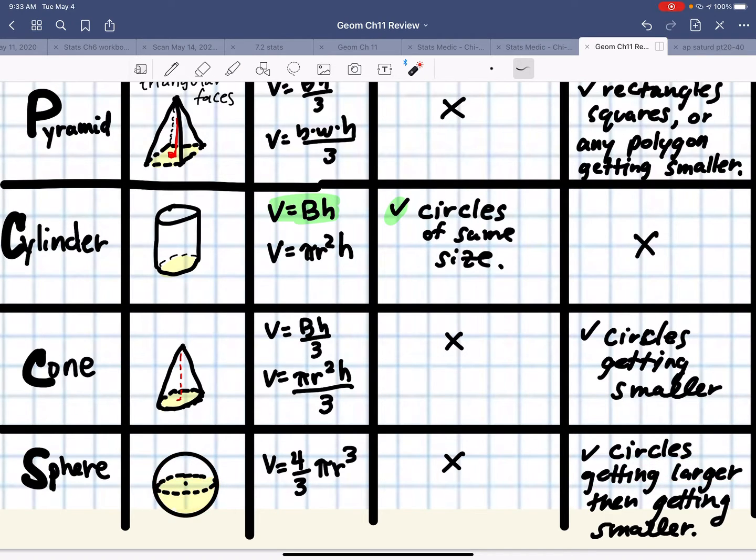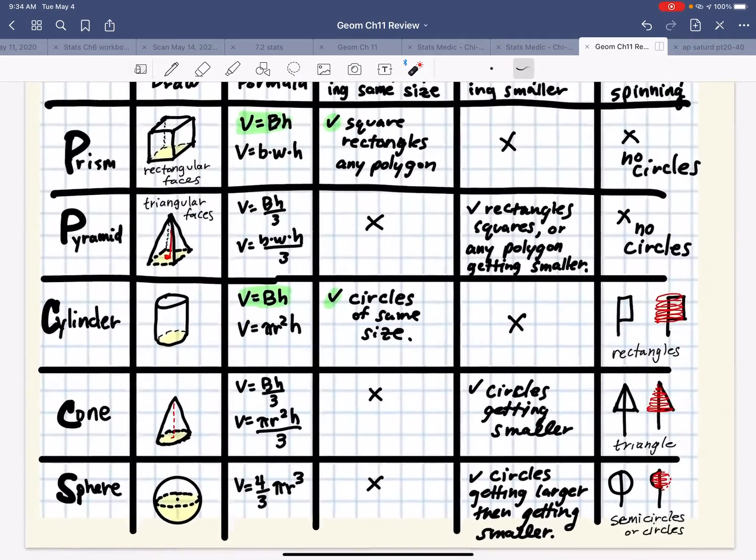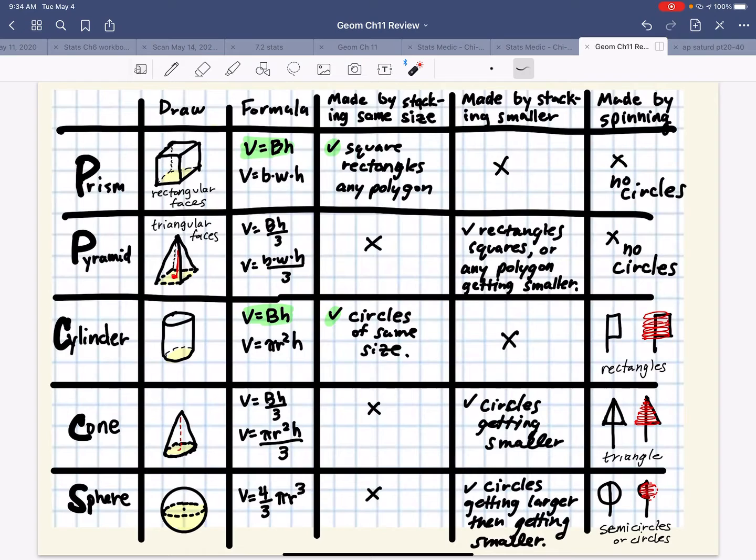So we could make a sphere by stacking circles that first get larger, then get smaller. Our last category goes all the way back to chapter 11:1. Which shapes are made by spinning? And so we notice that these don't have any circular faces, so these cannot be made by spinning.